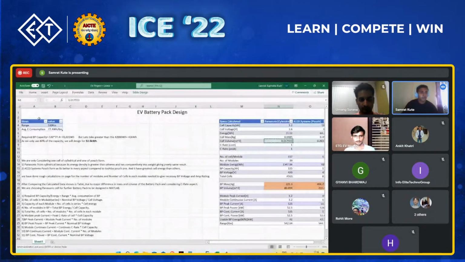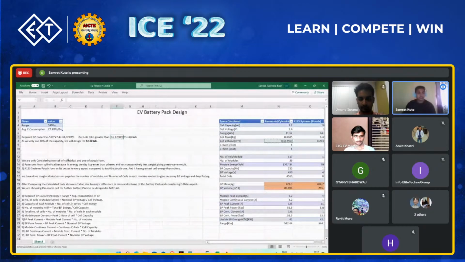First of all, we calculated the battery pack capacity using the formula, which gives us 41,000 watt hour, but I have considered something greater than it, 42,000 watt hour. We all know that we can only use 80% of the battery capacity, so I will be designing for 52.5 kilowatt hour. The 80% of it will give me my actual usable battery pack capacity. That's why I have taken 52.5 kilowatt hour.